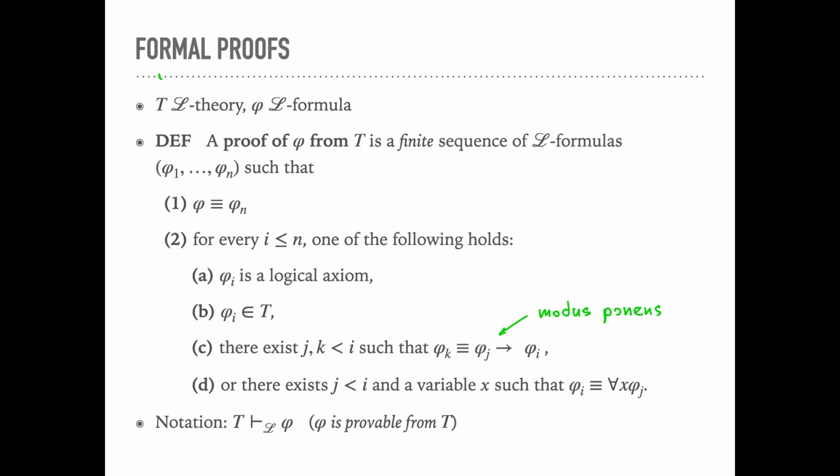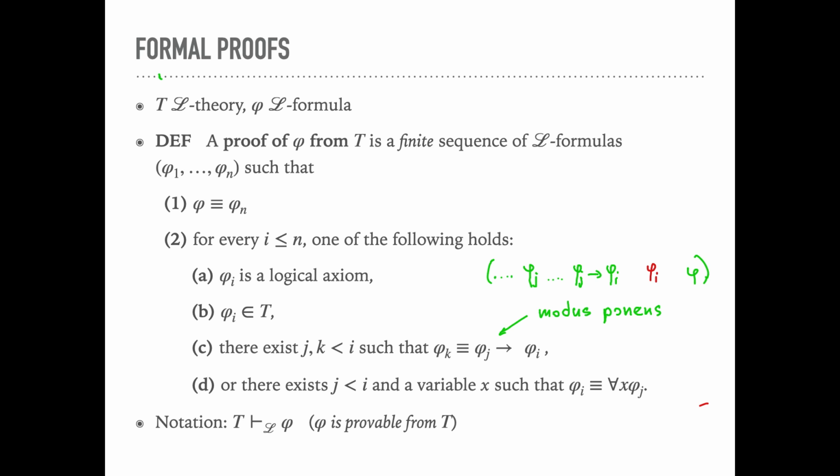To illustrate this a little bit more, suppose we have our proof, where phi will be the last formula, and suppose at some point we've derived the formula phi_j, and at some point later in our proof, we have derived the formula phi_j implies phi_i. Then, at any point after this, we are allowed to deduce the formula phi_i. Because we have previously proved phi_j, and we have also previously proved that phi_j implies phi_i, we can deduce phi_i. So this is the so-called modus ponens.